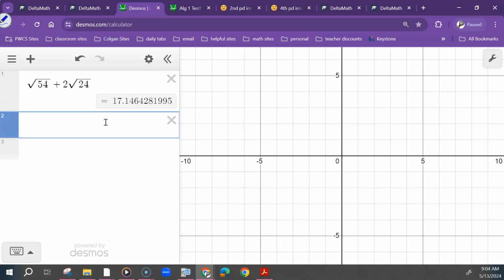But then type in your answer choices and see which one matches, which happened to be A. Other questions? Do you have to break down the 24? If you're doing it by hand, yes. I would say almost all of them can be done by hand, but I would still double check it in Desmos if that's the viable one.